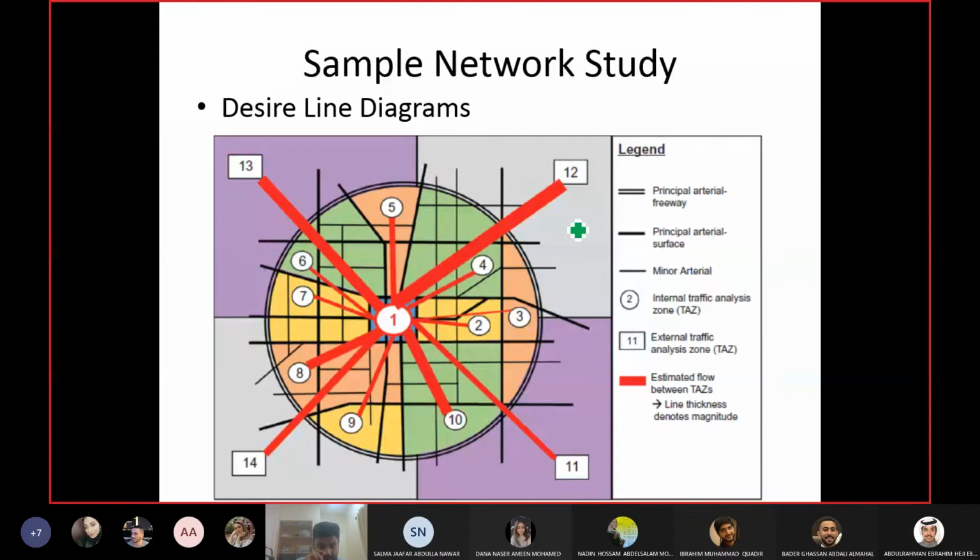So now within the internal zones, within my study area, the highest number of trips are between zone 1 and zone 10. And if you include the external zones, then they are between zone 1 and zone 12. Okay. So once you have the origin destination matrix for zone 1, then you have the numbers, and according to the numbers you can plot the desire line diagrams.